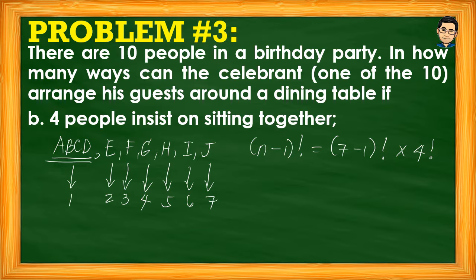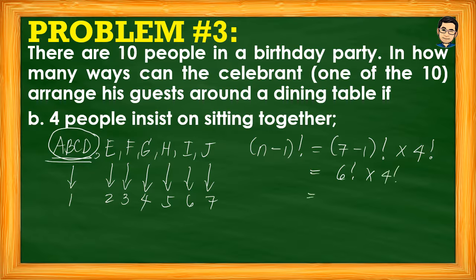It's because yung A, B, C, D na to, yung 4 na tao na to, pwede rin po silang magkakabali-baligtad ng pwesto. So, hindi lang naman ang arrangement nila A, B, C, D. Pwede rin namang B, C, D, A. C, B, A, D. Okay, so pwede natin silang i-arrange in 4 factorial ways. So, 7 minus 1 is 6 factorial times 4 factorial.